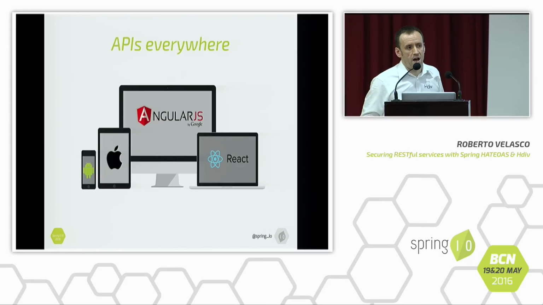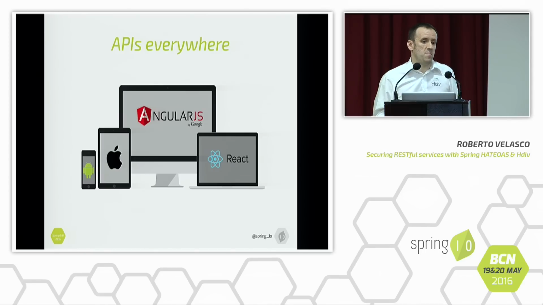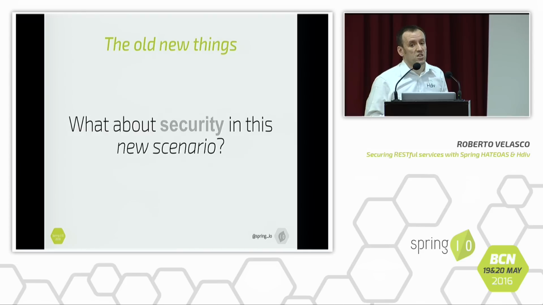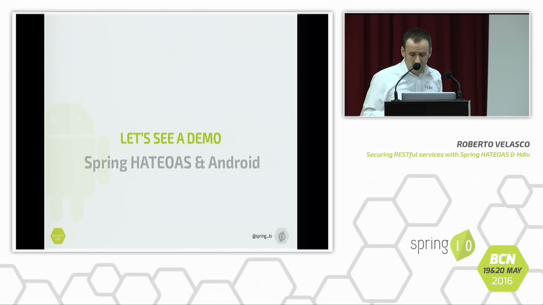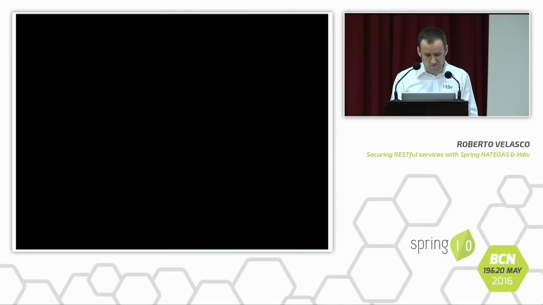So first of all, an overview of the status of APIs. As you know, APIs currently are everywhere. We are using APIs now for everything, for native mobile applications as well as for client-side MVC web applications. This is new because in the past we used a server-side MVC approach where we didn't use APIs, and currently we are using APIs for everything. So what about security in this new scenario? Let's see a demo to see what kind of vulnerabilities we can find in these scenarios.